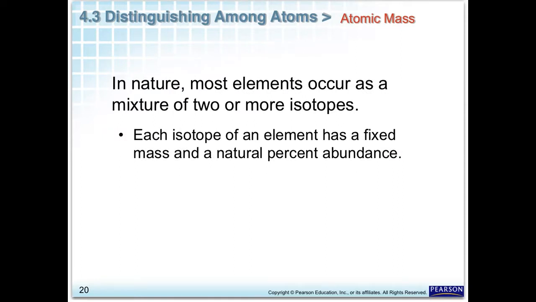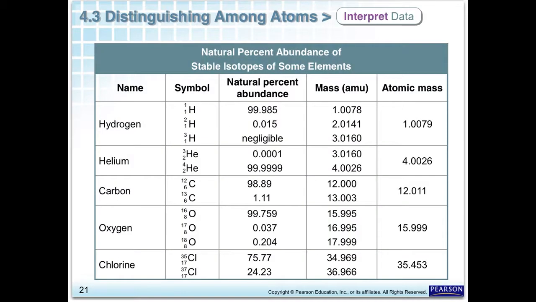Now, one important thing to note when we're talking about isotopes is that most elements occur as a mixture of 2 or more different isotopes. And each isotope of an element has a certain mass and also a natural percent abundance. That's how frequently those isotopes appear in nature. Some elements have isotopes that occur almost entirely as one particular isotope, and there's a small amount of the others.